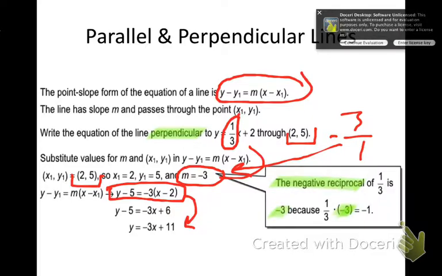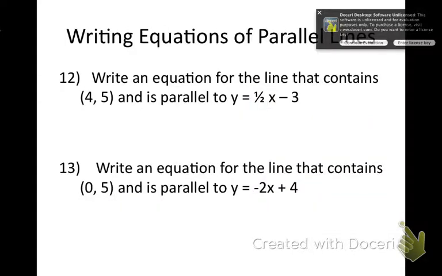Okay, so let's look at the first problem. We're going to start with parallel lines first. Parallel lines are a lot easier. Here it says write an equation for the line that contains (4, 5) and is parallel to y equals 1/2 x minus 3. So I want this point, and if it's parallel, I know my slopes are going to be the what, Justin? Slopes are going to be the same. So I'm going to use the exact same slope and that point, and I'm going to plug it into point slope form.